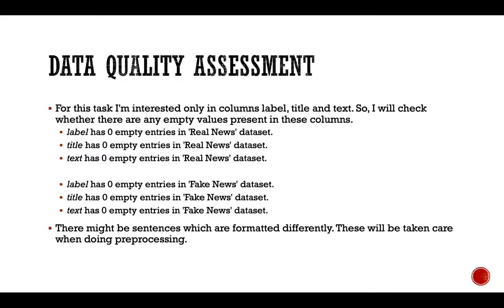For this task, I am interested only in columns label, title, and text. So I will check whether there are any empty values present in these columns. As shown below, there are 0 empty entries in both the real and fake news datasets in all these 3 columns. There might be sentences which are formatted differently. These will be taken care of when doing pre-processing.